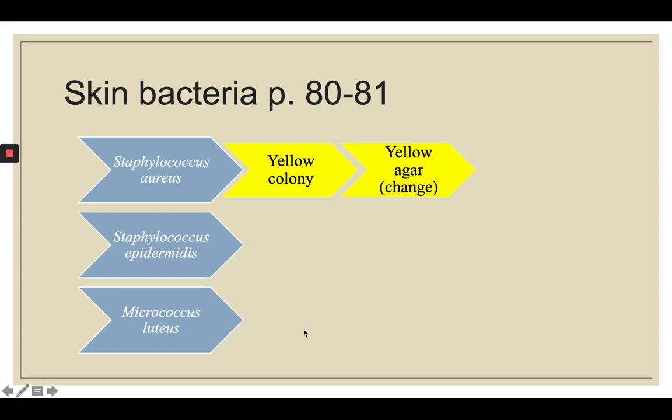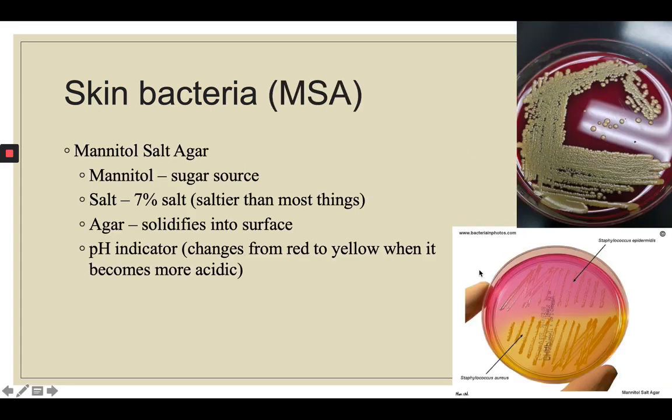Let's look at that real quick right here. This is yellow, but the agar is red, so these are Micrococcus luteus. Here, the bacteria is pinky white. It's hard to tell because it's more in a streak, but the agar is red, so that is Staphylococcus epidermidis. Whereas here, the colonies are yellow and the plate itself is yellow, so that is Staphylococcus aureus.